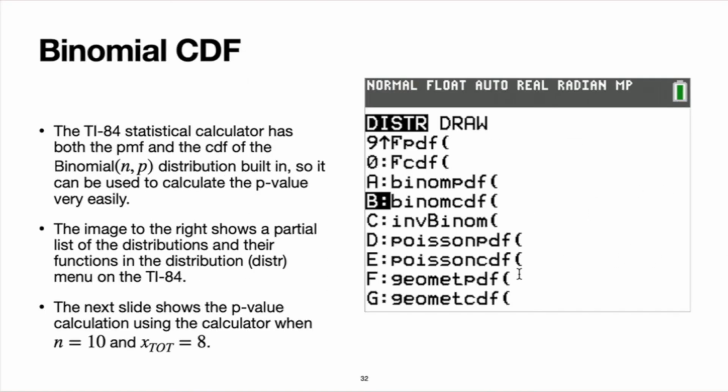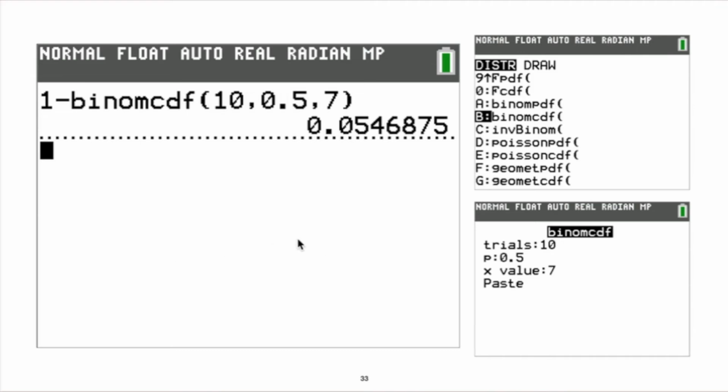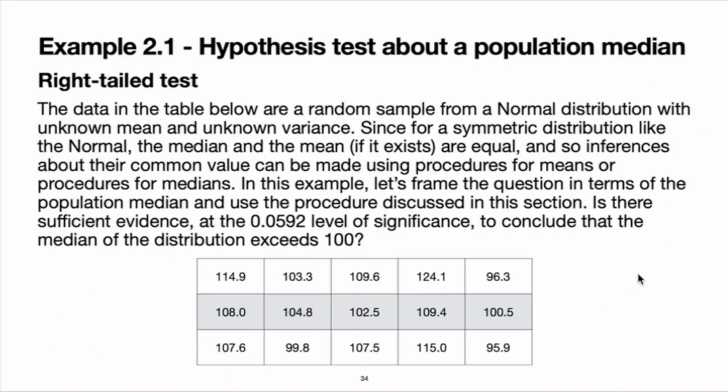All right. So this is a very nice, handy way to calculate p-values for this kind of a test. Okay, so let's look at an example.